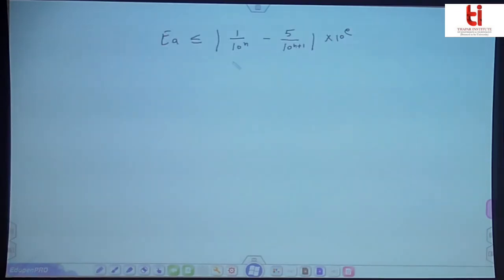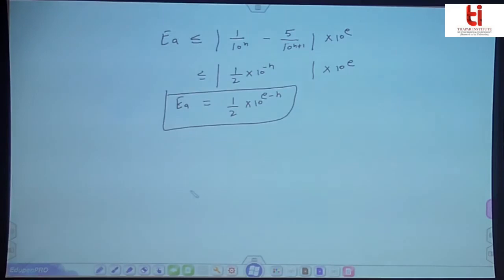So what we are getting here in the bracketed term will be what? 1 upon 10 raised to power n, it is 10 raised to power n plus 1. So 5 upon 10, 1 by 2, it is coming out to be 1 upon 2 into 10 raised to power minus n, into 10 raised to power e. So it is coming out to be 1 by 2 into 10 raised to power e minus n, absolute error. Okay, this is absolute error.